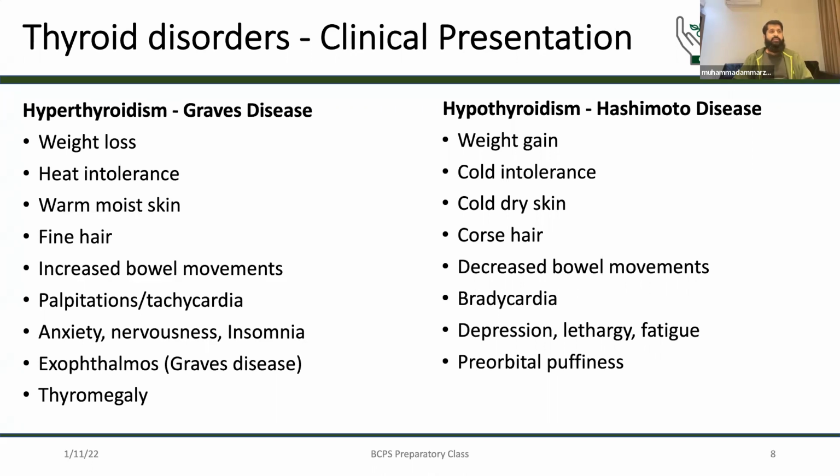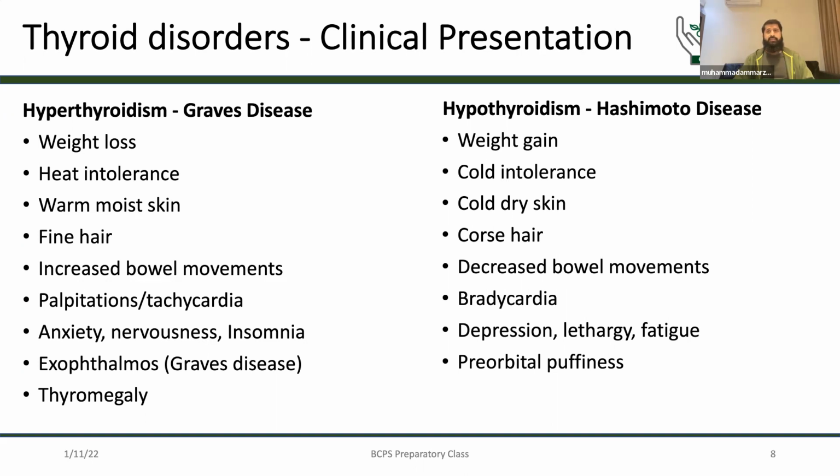If metabolism is increased, there would be a lot of weight loss, there would be heat intolerance, the skin would be warm and moist, there would be growth of very thin and fine hair, the bowel movements would be increased, and in extreme cases, there could be palpitations and tachycardia in the patient. The patient would experience anxiety, nervousness, and insomnia, and very typical of hyperthyroidism or Graves' disease is bulging of the eyes, exophthalmos, and the size of the thyroid gland could also increase, which is called thyromegaly. So these are all clinical presentations of Graves' disease or hyperthyroid disorders.